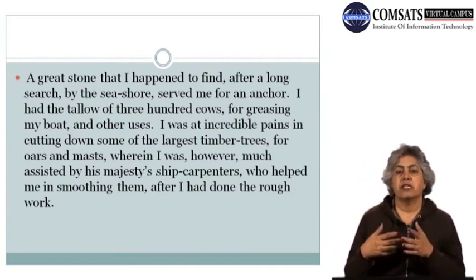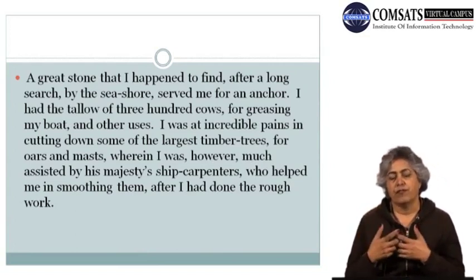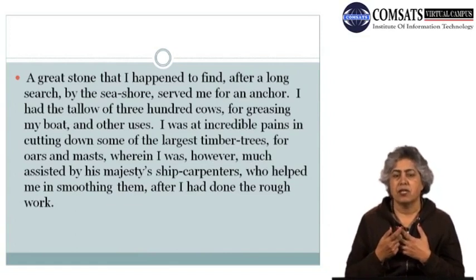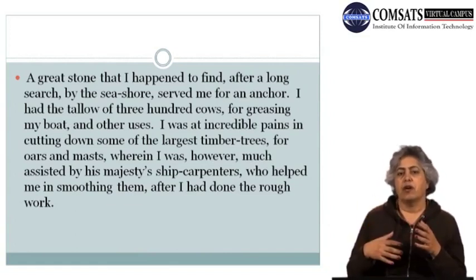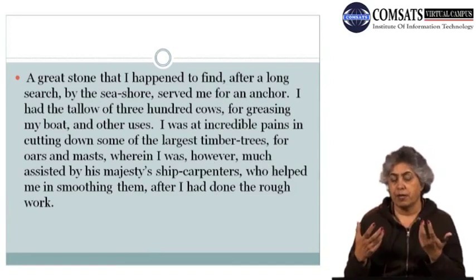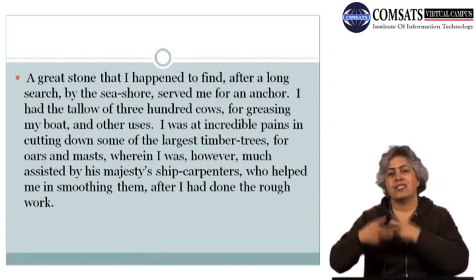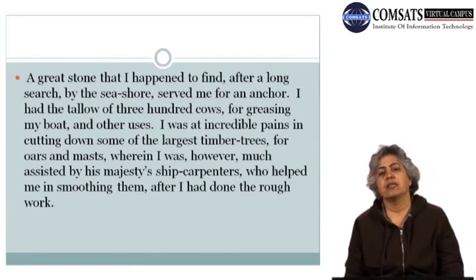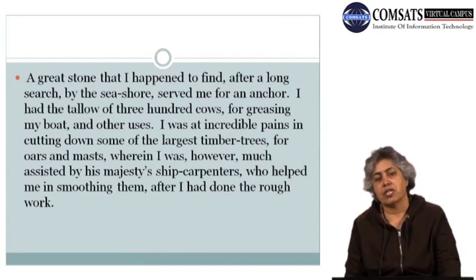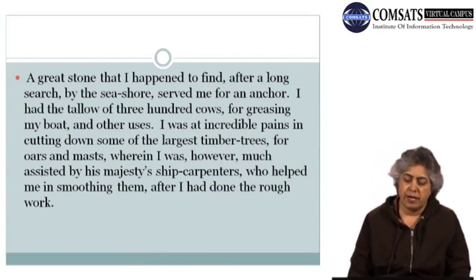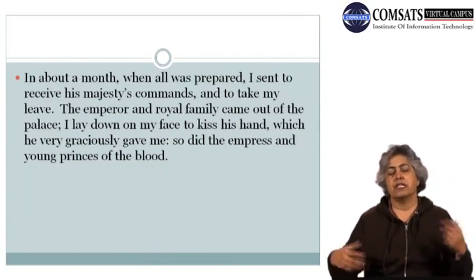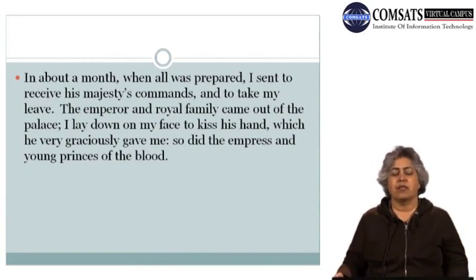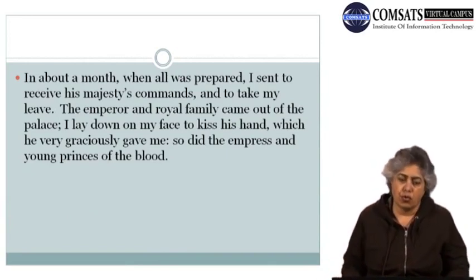And then he gives details of how he used the tallow of 300 cows, and he used a lot of cloth, he used a lot of cable. The cables had to be twisted together in order to make a very strong rope. And then you had the emperor's carpenters helping him to make oars, because he needed to have something to steer with. He needed to have something to row with.